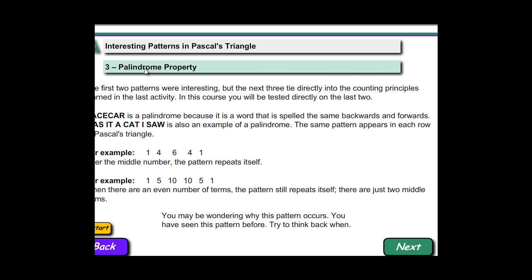Take a minute to read the palindrome property. In a nutshell, race car is a palindrome. You read race car one way, and you also read it the other way. Here's a neat one. Was it a cat I saw? That property, this palindrome property, exists in Pascal's triangle. It goes 1, 4, 6, 4, 1, and repeats backwards. 1, 4, 6, 4, 1. Every row is like that.